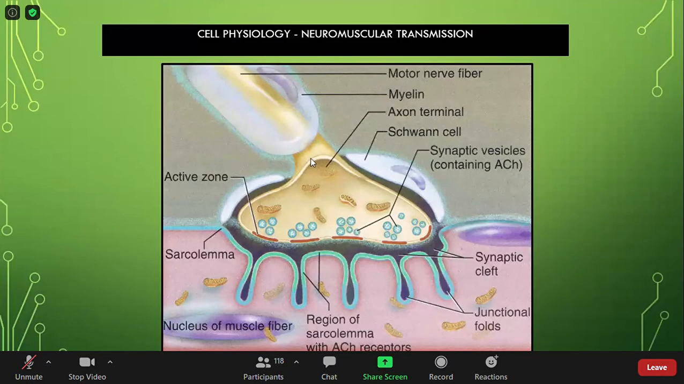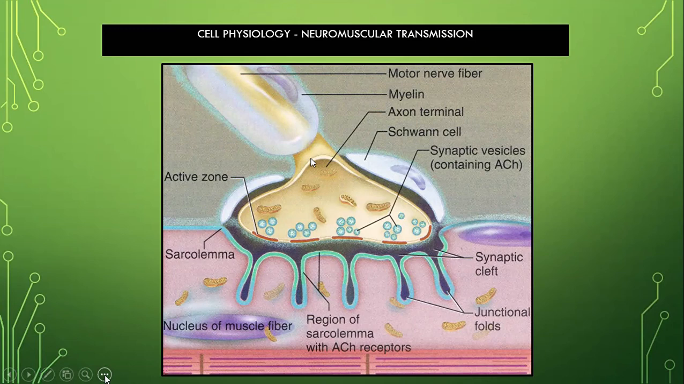This is the neuromuscular junction. This is the synaptic cleft, the synaptic vesicles, where the acetylcholine is. This is the myelin, and this is the axon terminal. This is the motor nerve fiber. And these are the synaptic vesicles containing the acetylcholine. And this is the sarcolemma. The ending of the nerve is like it has pseudopods, sort of like that. It will penetrate through the muscles.